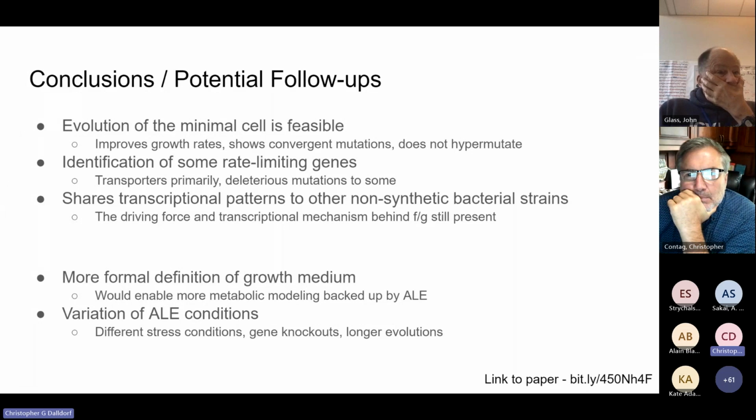As far as future directions, I think better modeling by ALE would really be helped by a better formal definition of growth medium. Obviously, it's hard to grow this minimal cell, it's heterotrophic for so much. A different follow-up would be varying these ALE conditions. Stress ALEs are really common, gene knockout ALEs, longer evolutions. There's clearly a lot more to figure out here if conditions were varied more.